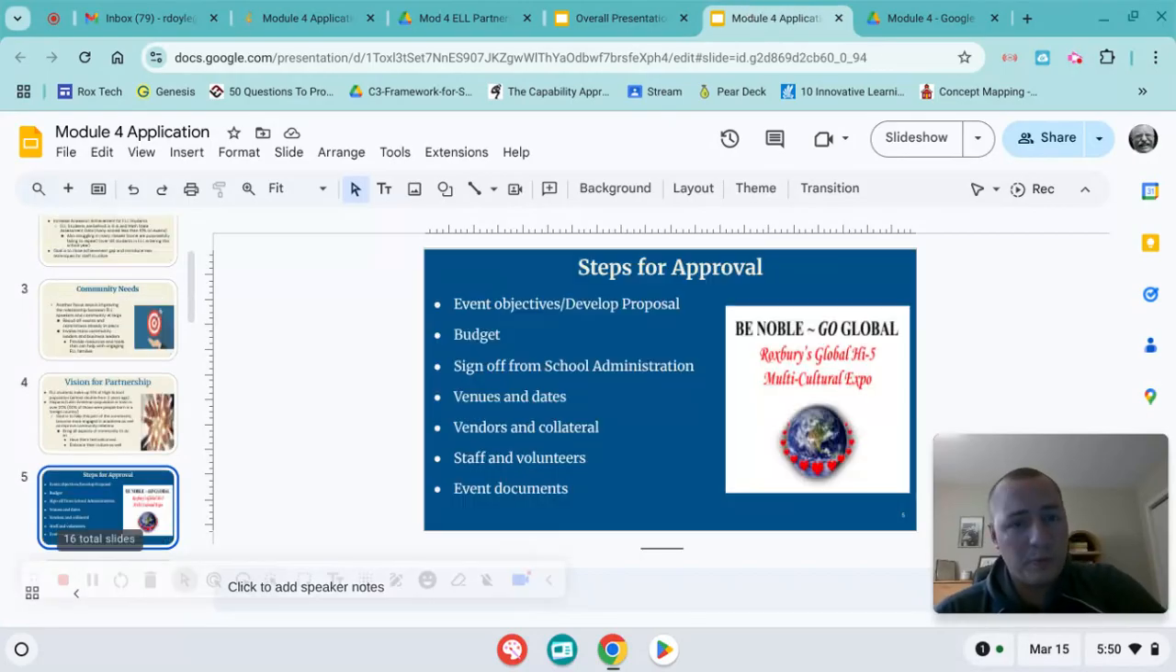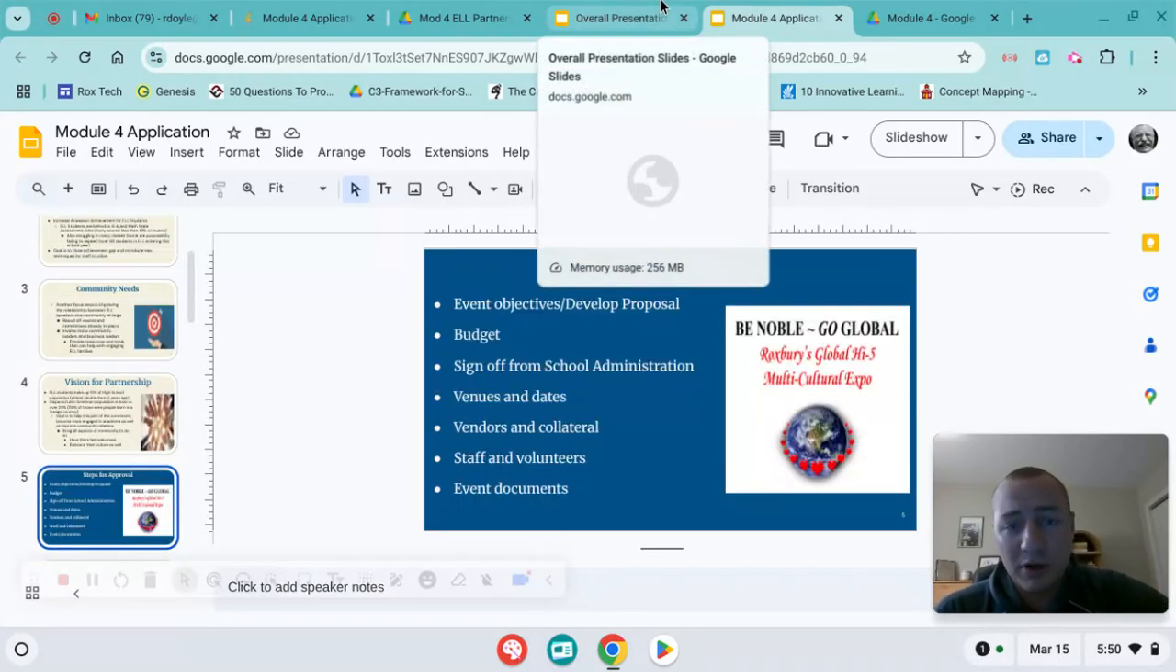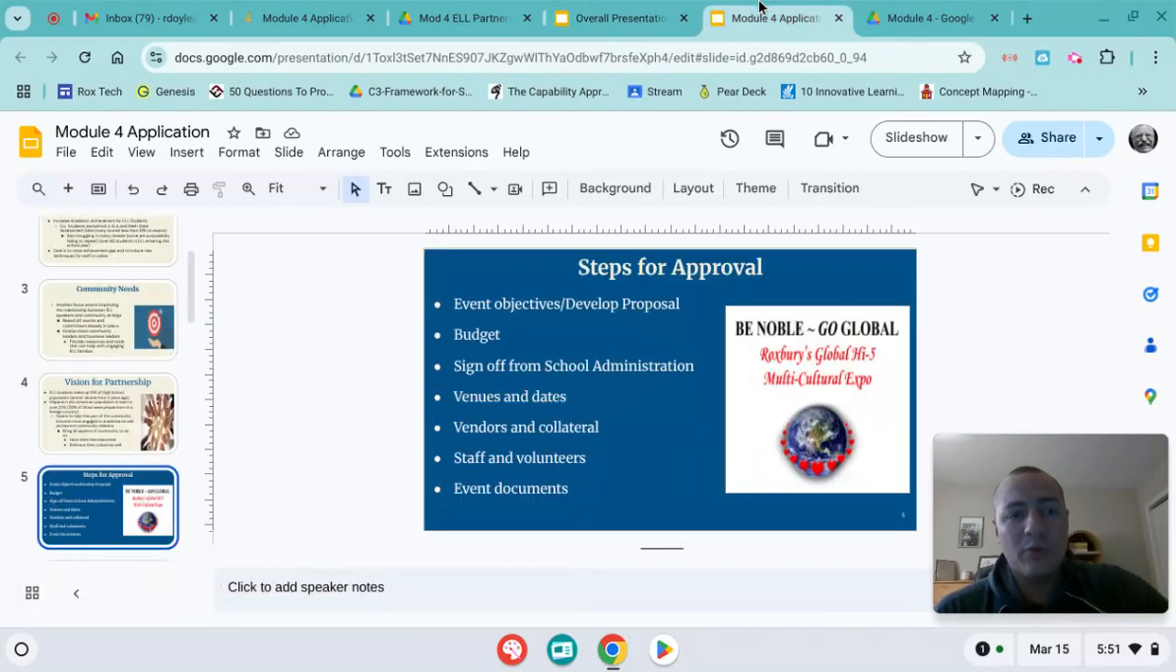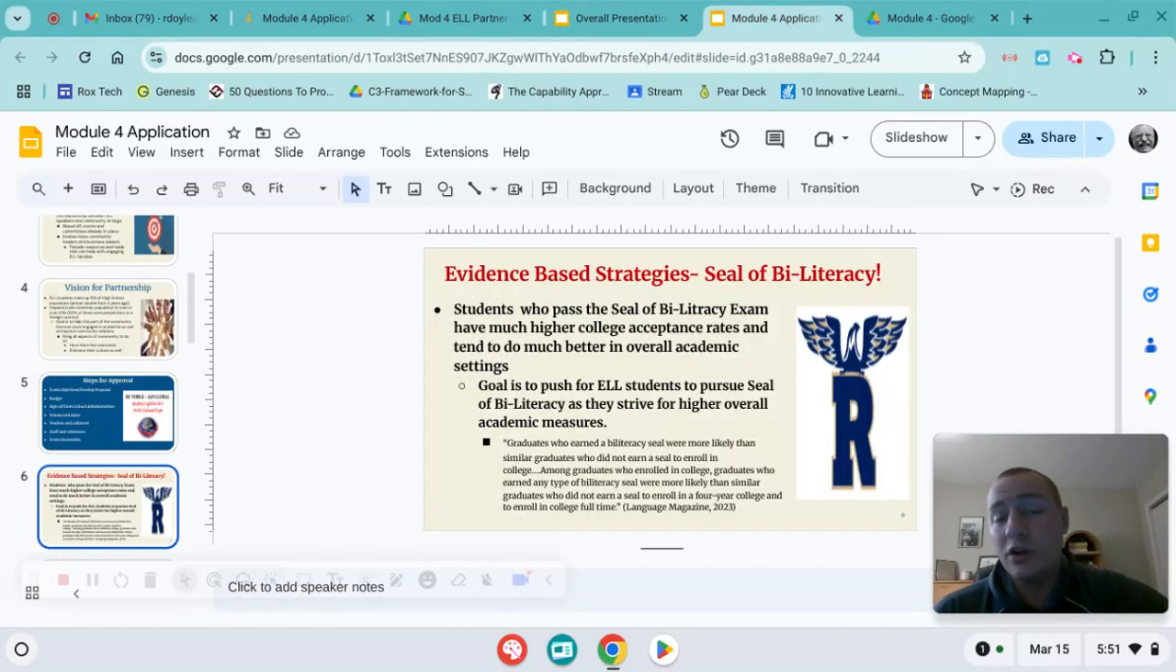Some steps for approval. We need to talk about things like budget. We need to talk about things like how we're going to host: venues, dates, what's accessible when. So stuff like that. Who's going to work it, the staff involved.